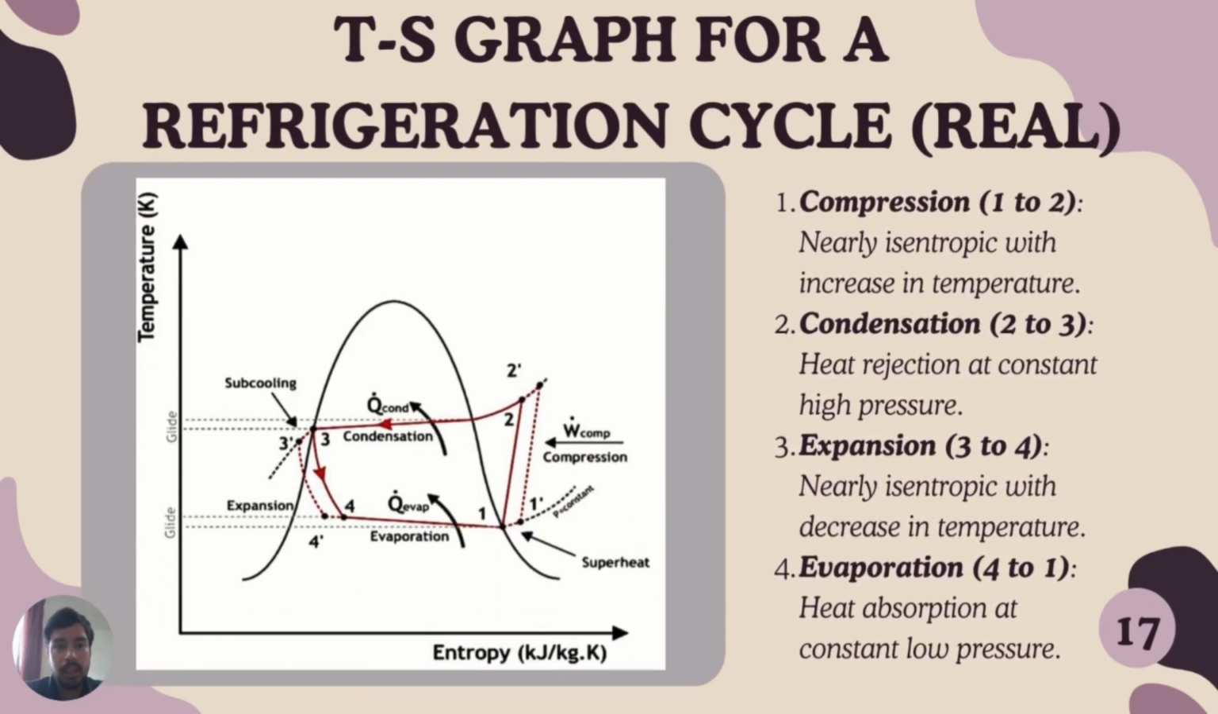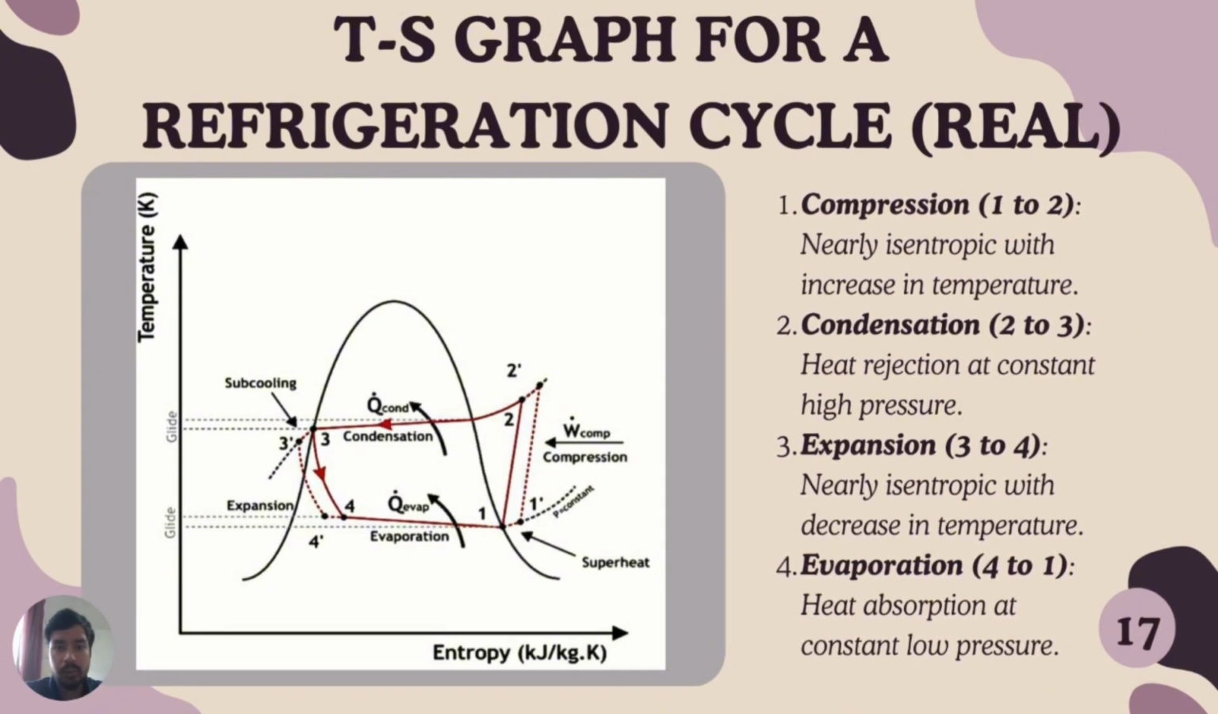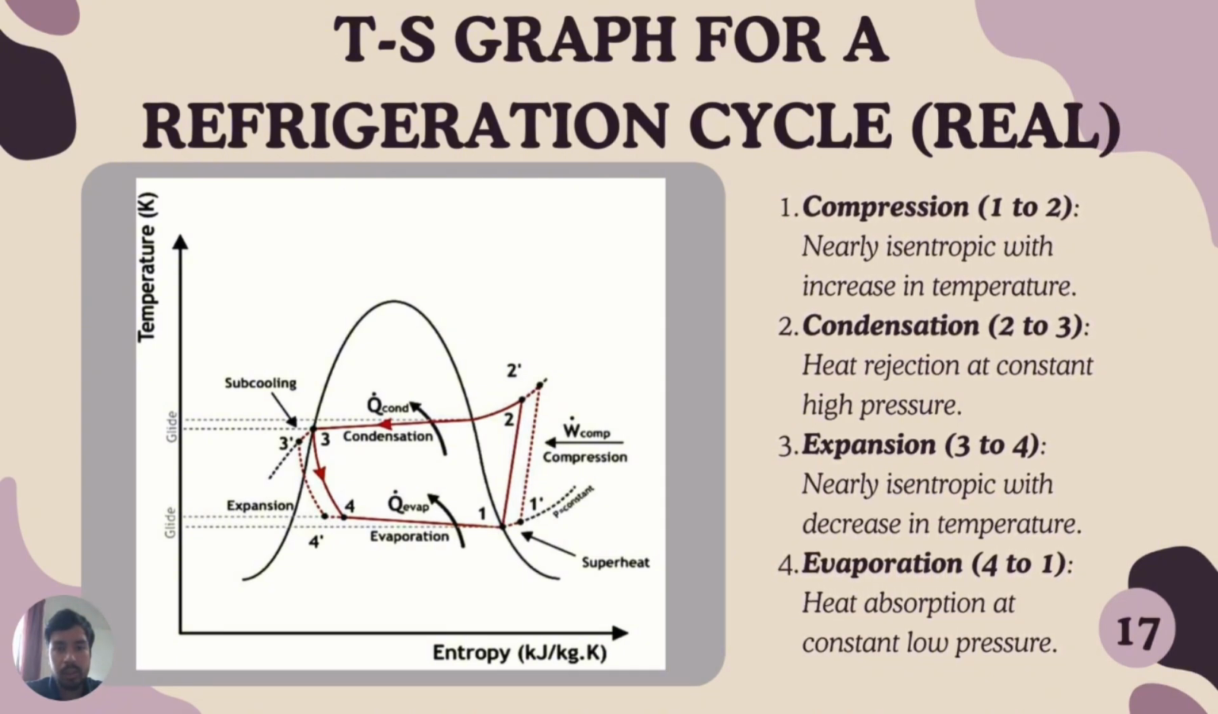This is the TS graph for a refrigeration cycle in a realistic case. So from 1 to 2, it undergoes a compression process where it is nearly isentropic with an increase in temperature and pressure. So here we see that the line is nearly vertical, moving slightly to the right, indicating an increase in temperature and a slight increase in entropy due to real-world inefficiencies during the process.